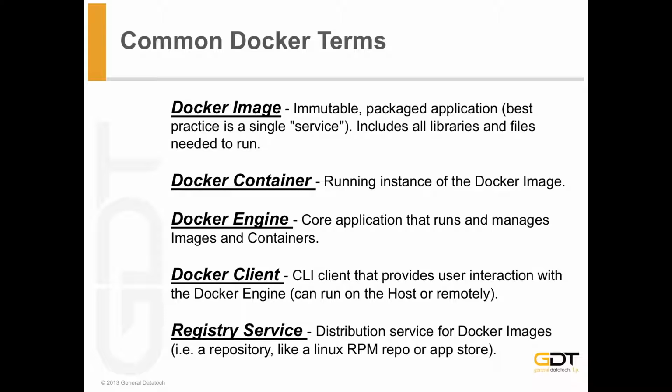Finally, we have the registry service, and the registry service functions kind of like an RPM repo or like an app store. It's basically a distribution service for Docker images. This might be something that's public, out on the internet like Docker Hub, or it could be something that's private within your own data center, running as a secured or trusted registry service inside your own environment.